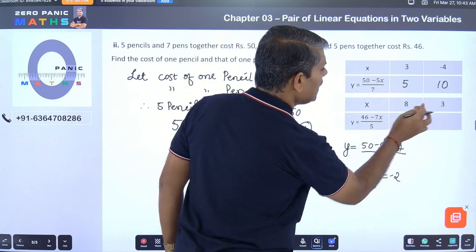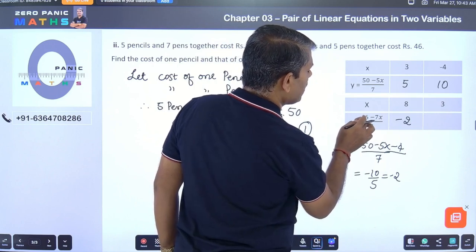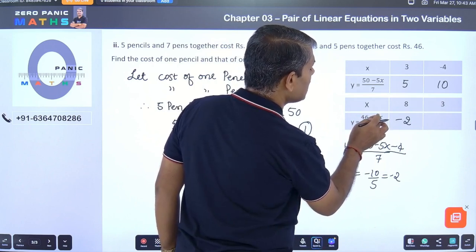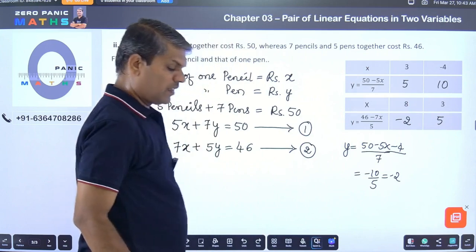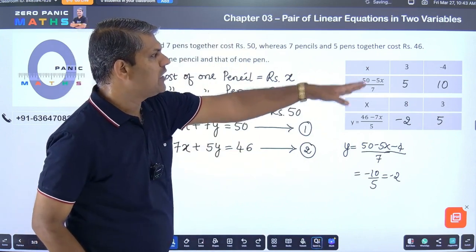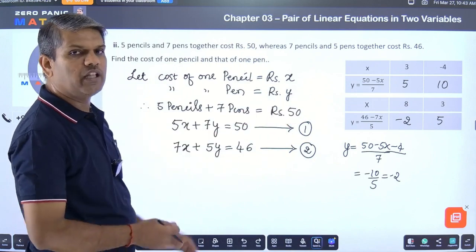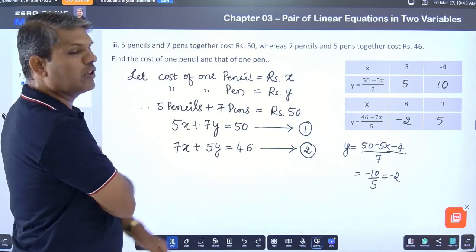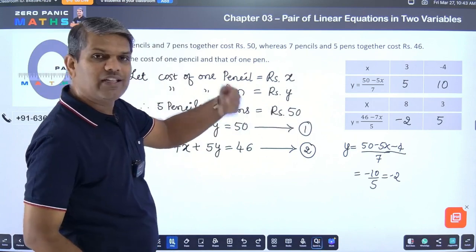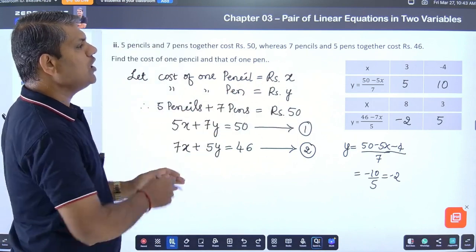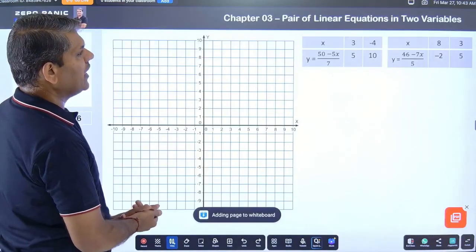I'm putting 3 in place of x. 7 3s are 21. So 46 minus 21, that is 25. So 5 5s are 25. You can work out on this by putting 3, minus 4 and 8 in both the equations. We will not waste time on that. Now I will be considering these two tables in the next slide and the same values to plot the graph. Okay, let us move to the next slide.